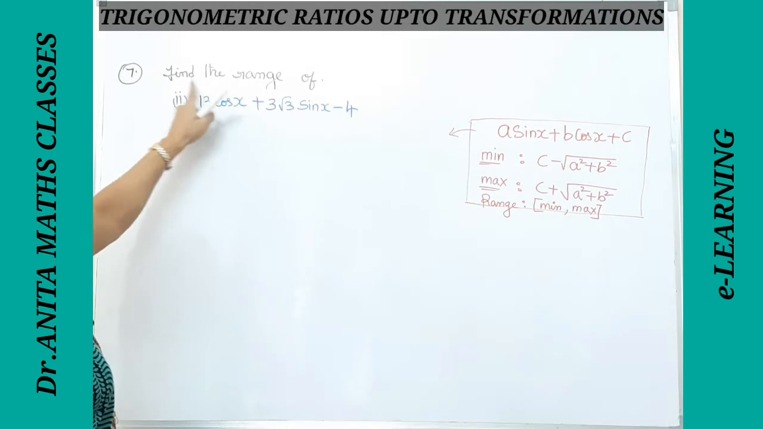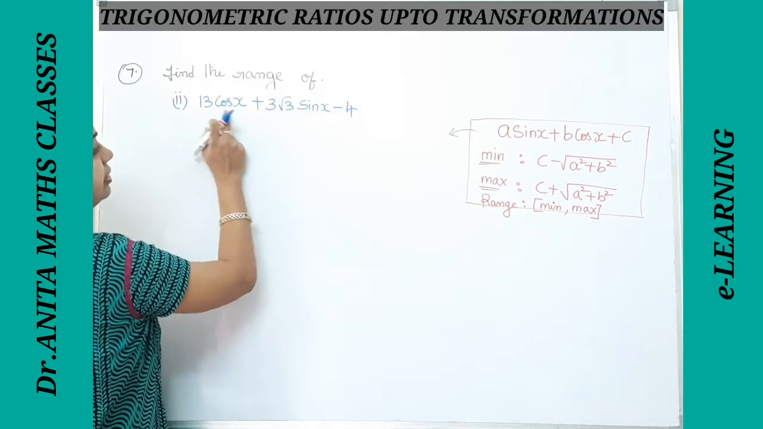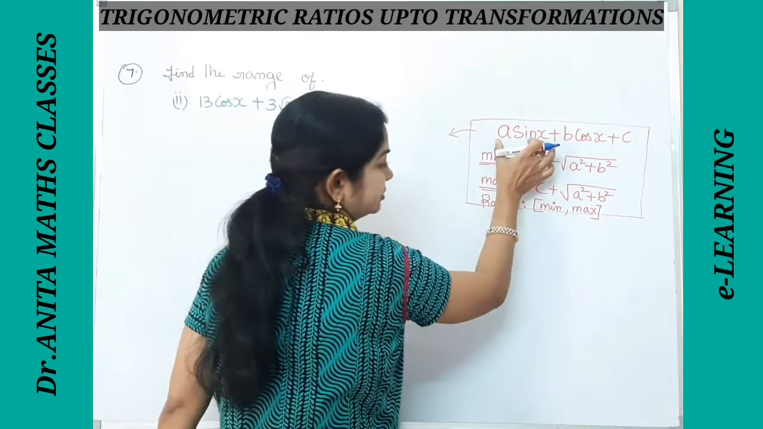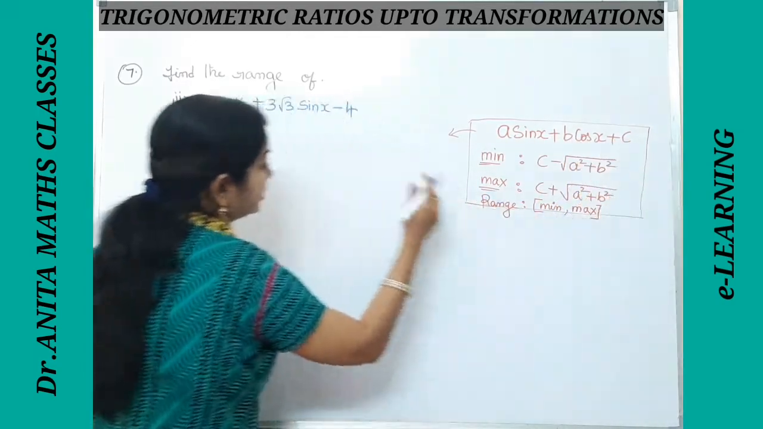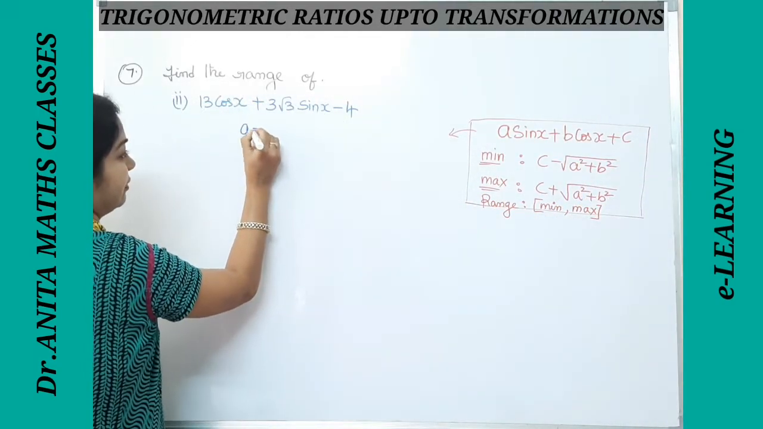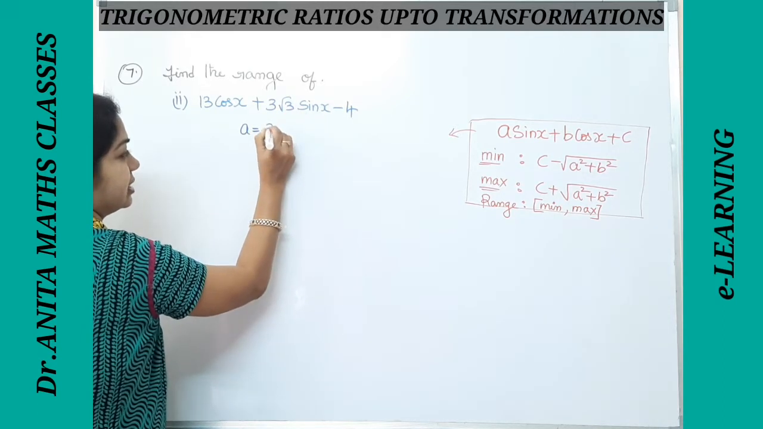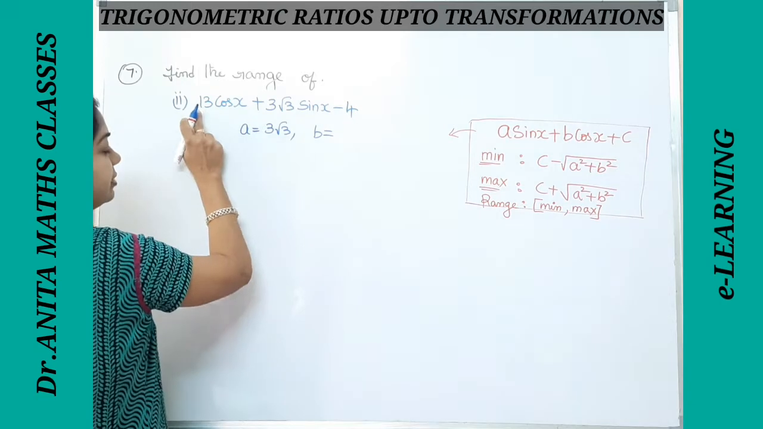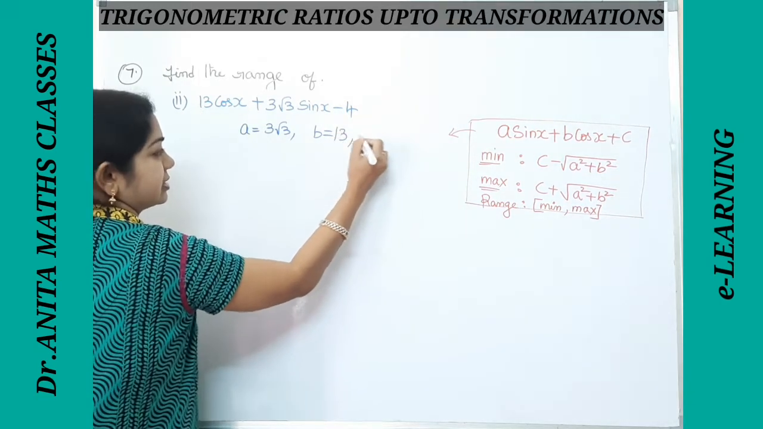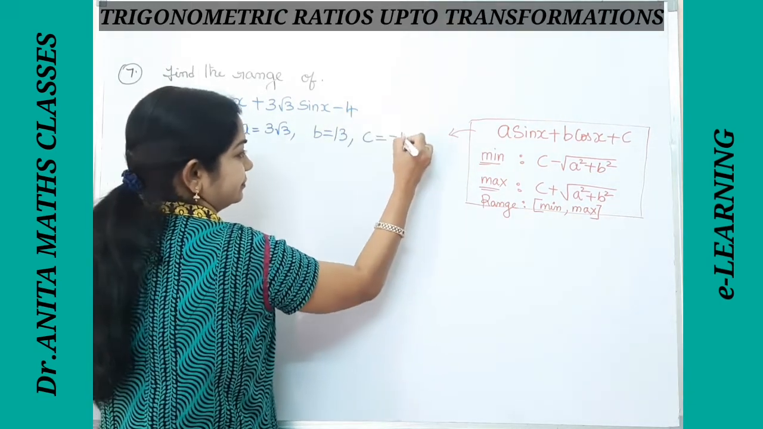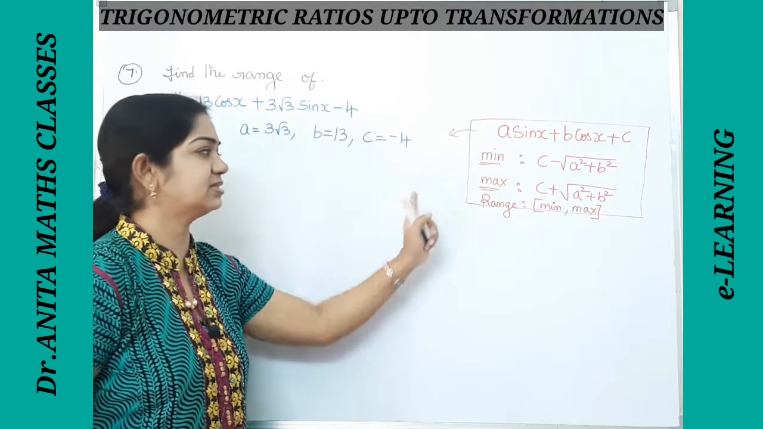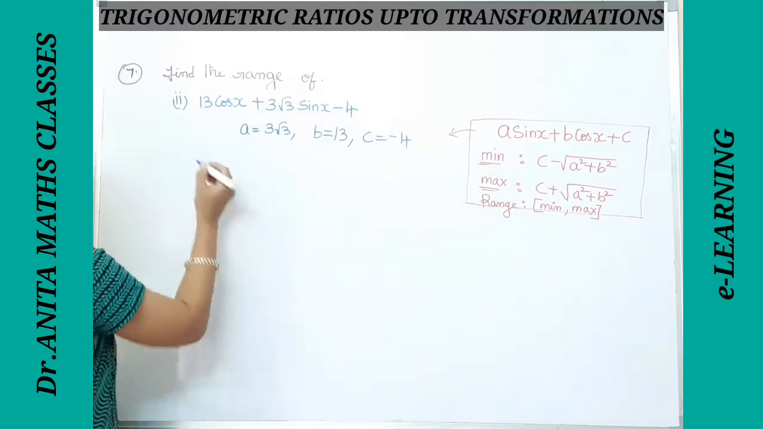Let's see the last sum. Find the range of 13 cos x plus 3 root 3 sin x minus 4. Similarly, here only a sin x plus b cos x plus c. So let us write a value. A value is the coefficient of sin x, 3 root 3. Now the b value is this one, that is 13, whereas c value along with the sign is minus 4. Just writing the values of a, b, c and then substituting in the formula, we get it.